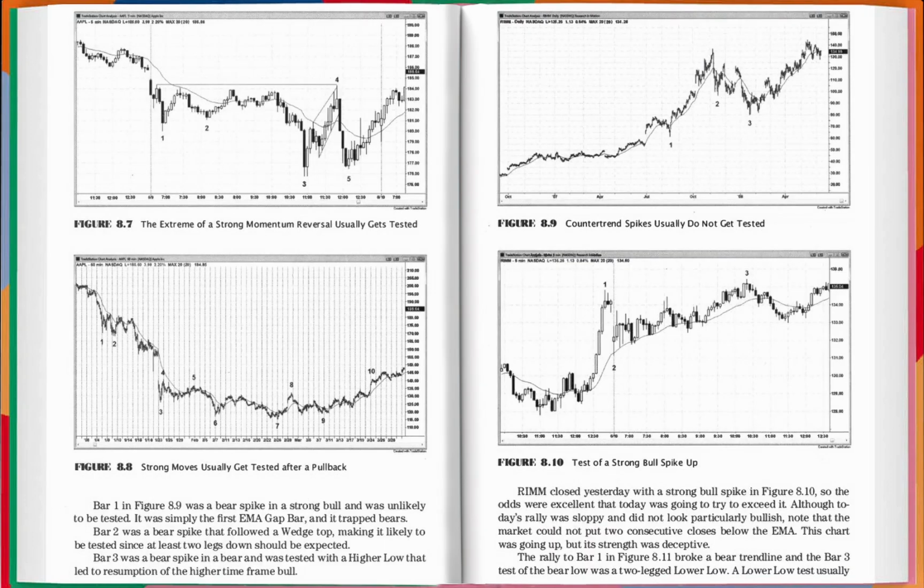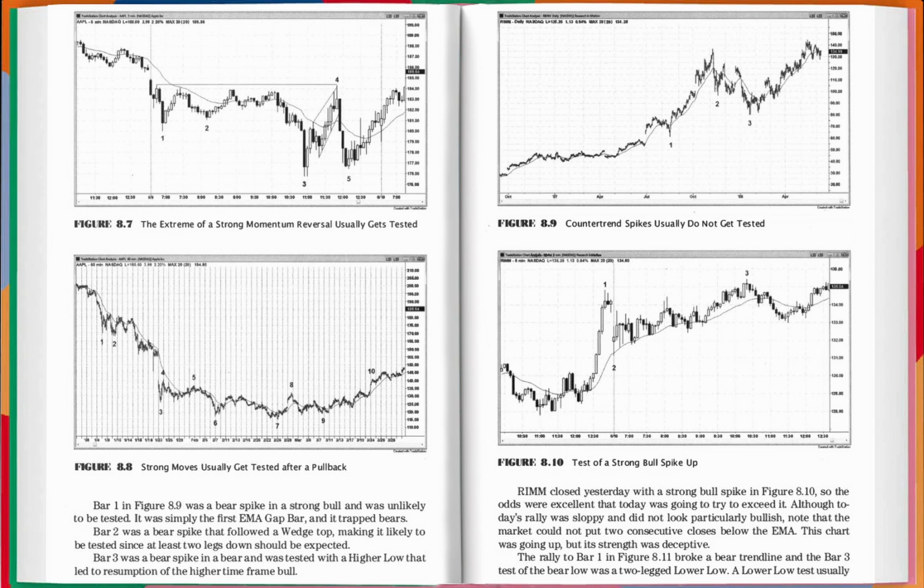Bar 1 in figure 8.9 was a bear spike in a strong bull and was unlikely to be tested. It was simply the first EMA gap bar, and it trapped bears. Bar 2 was a bear spike that followed a wedge top, making it likely to be tested since at least 2 legs down should be expected. Bar 3 was a bear spike in a bear and was tested with a higher low that led to resumption of the higher time frame bull.